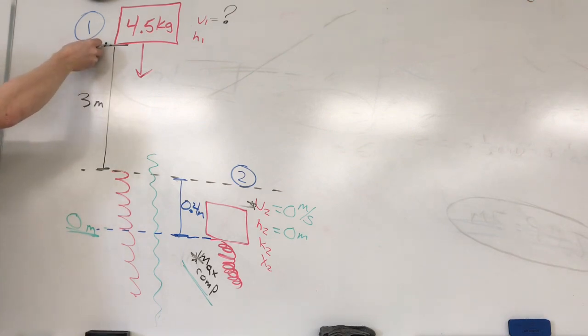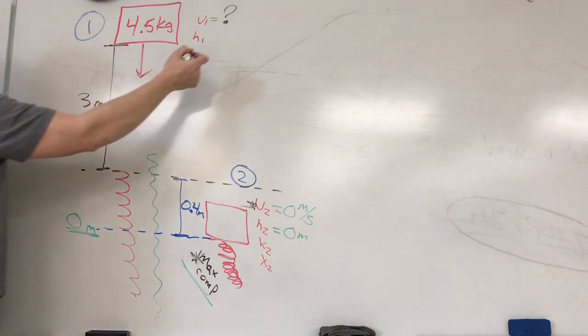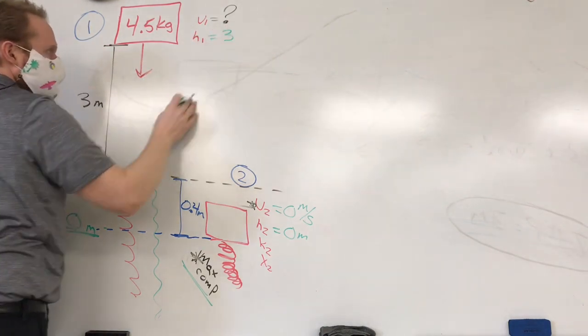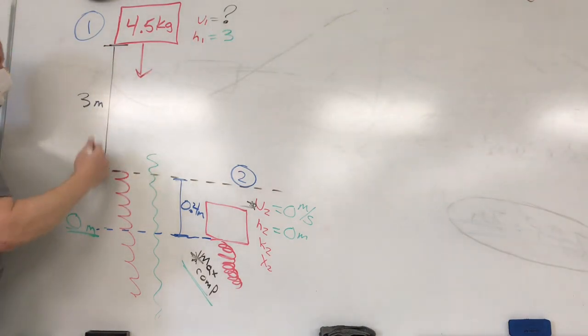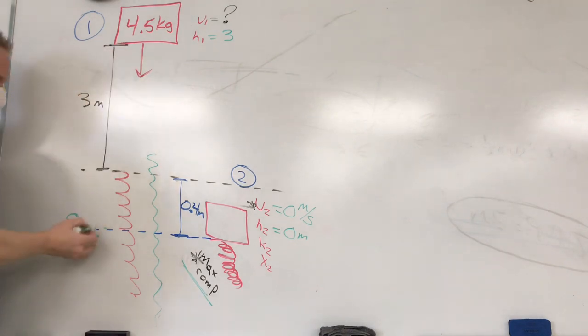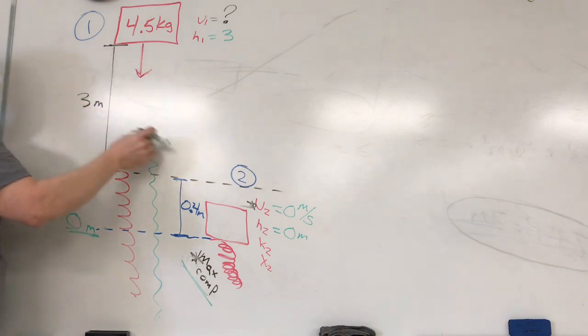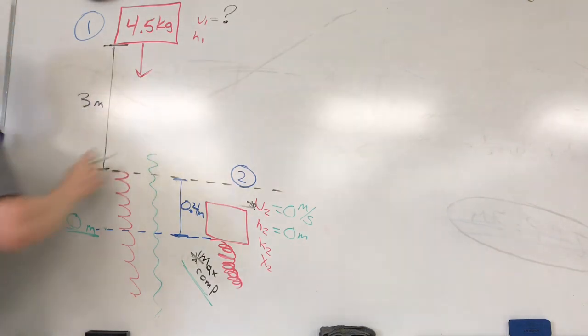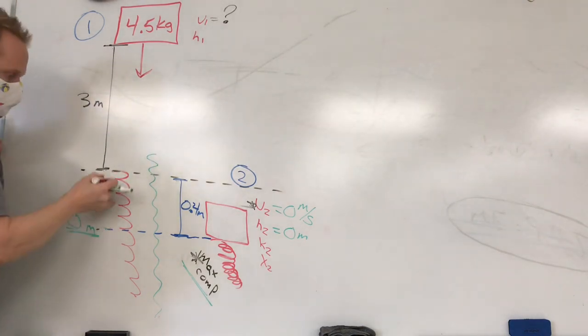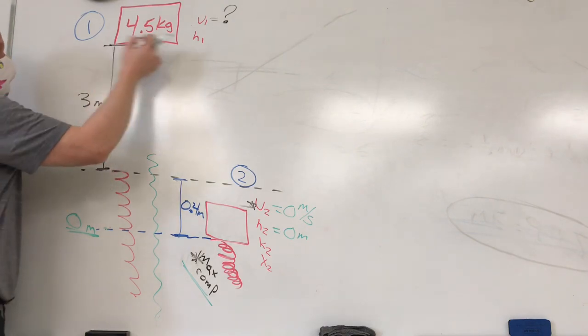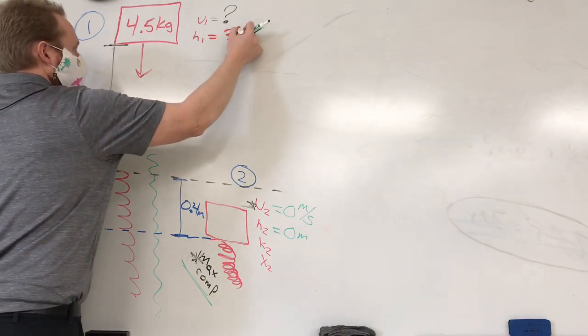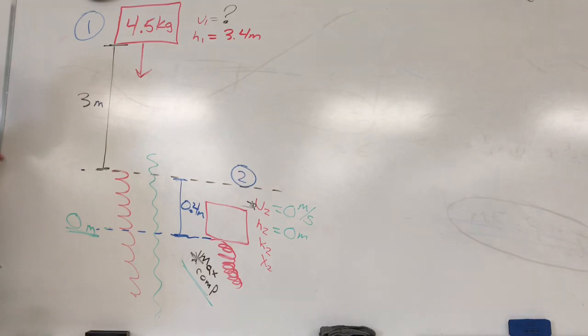A common mistake that people will make, and I'm going to erase this in a second, is to say that this is 3. Well, from here to here is 3, but we're asking how far is it from 0 to here, so it's not 3. From here to here is 0.4, from here to here is 3, so this is 3.4 meters.